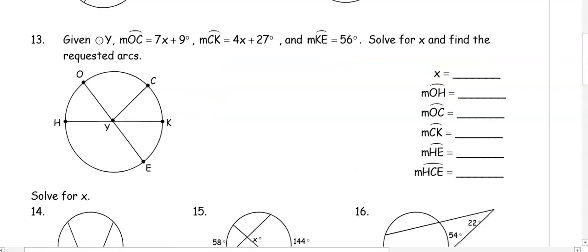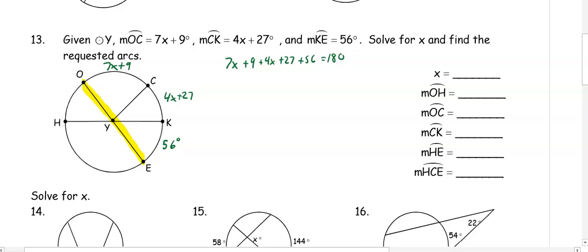In number 13, given circle Y, arc OC is 7x plus 9. Arc CK is 4x plus 27, and arc KE is 56. Solve for x and find the requested arcs. First of all, if we know that OE is going through the center of the circle, that's going to make a diameter, which means these 3 arcs together are going to equal 180 degrees. So 7x plus 9 plus 4x plus 27 plus 56 equals 180.